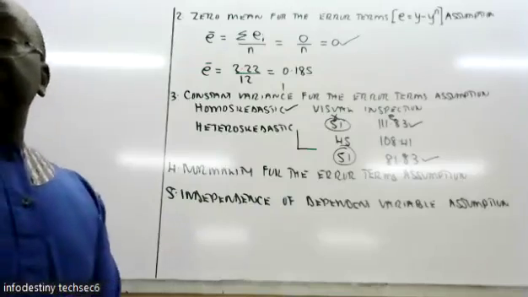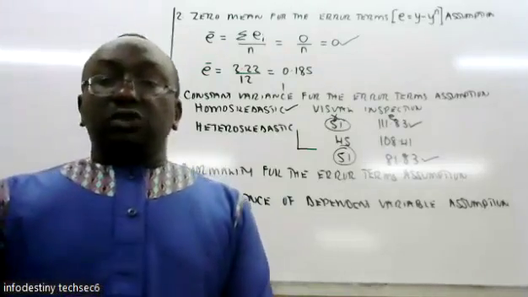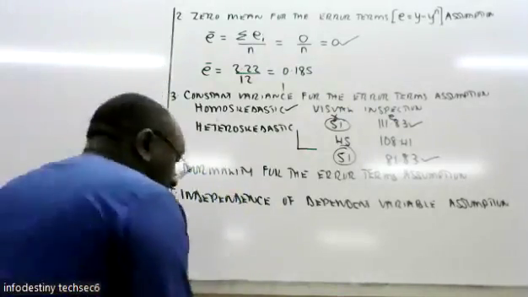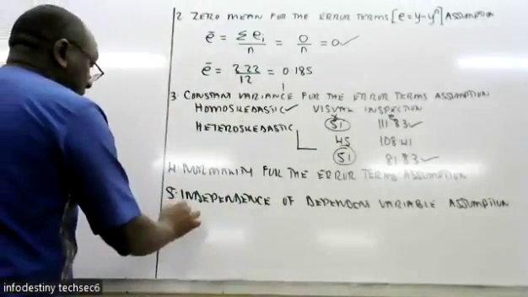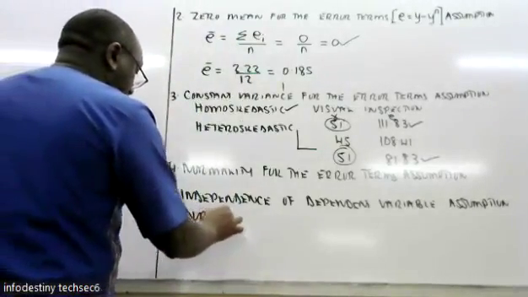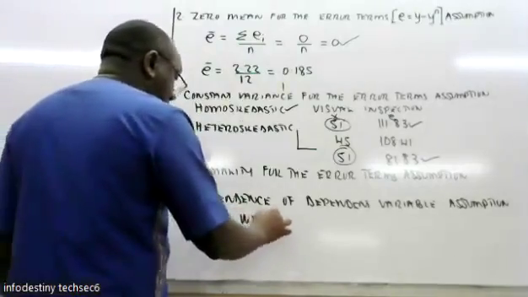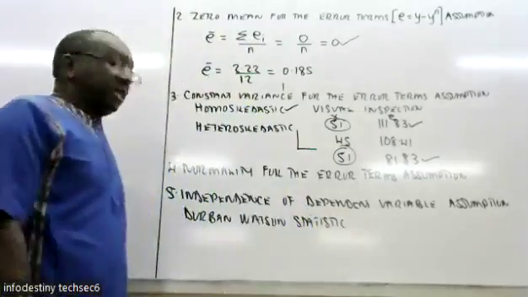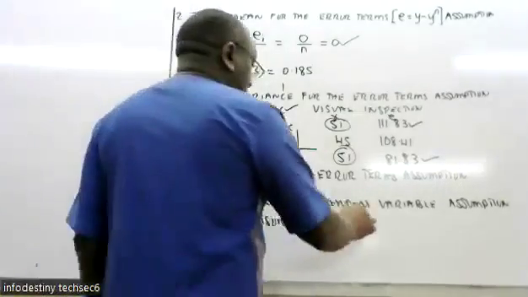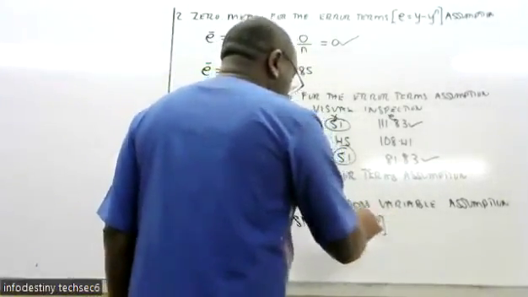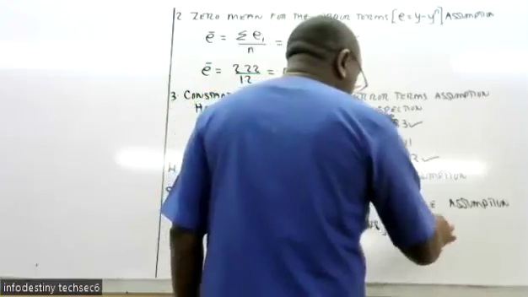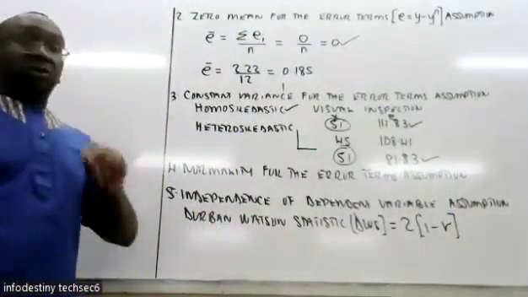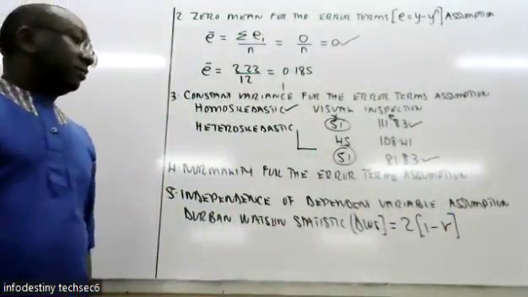It is tested by visual inspection, or by computing the Durbin-Watson statistic, DWS, which is equal to 2(1 minus R).